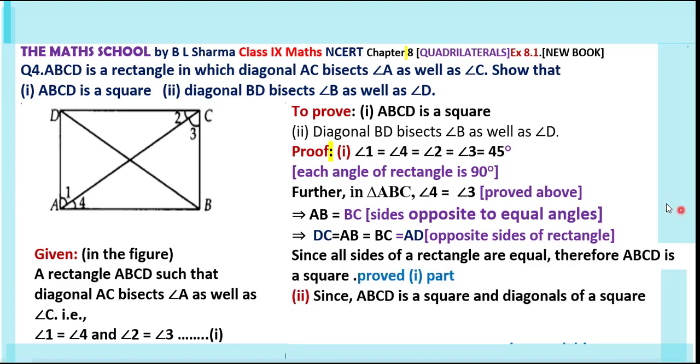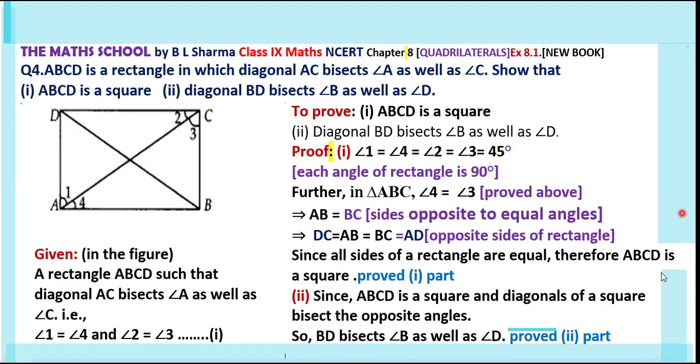Similarly, since ABCD is a square, the diagonal of a square bisects the opposite angles. In any square, diagonals bisect opposite angles. So this angle is equal to this angle, and this angle will be equal to this angle, and this is proved. That's all for this question.